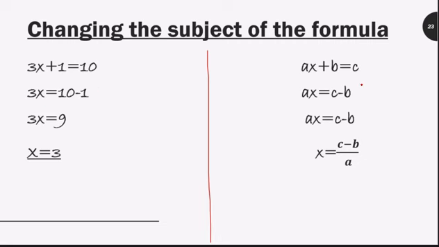On the part of letters, 3 is represented by A, and 1 is represented by B, and 10 is represented by C here. So here you have 3x, and here you have ax, then 10 minus 1. The 10 is C and 1 is B. So you've shifted the 1 to the other side of the equation, and when you shift the B to the other side, it will become a minus b. So it will be c minus b. So 3x is equal to 9.